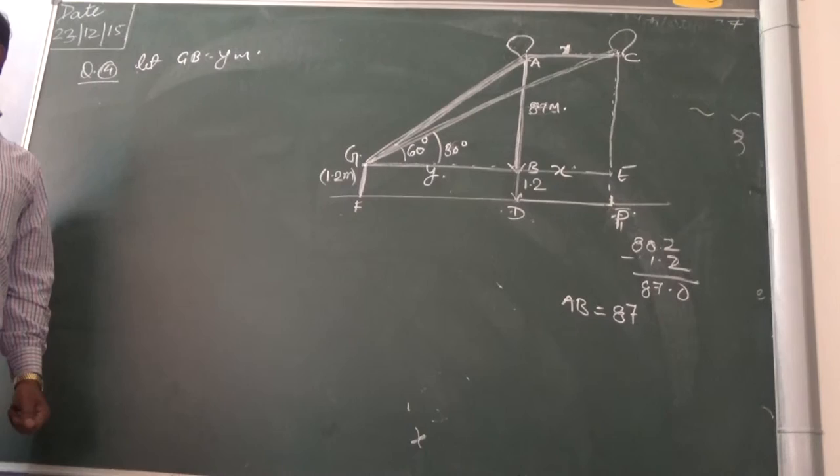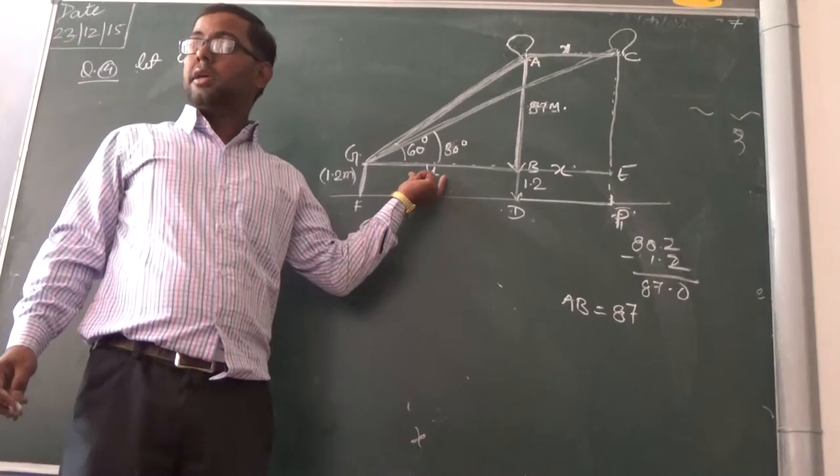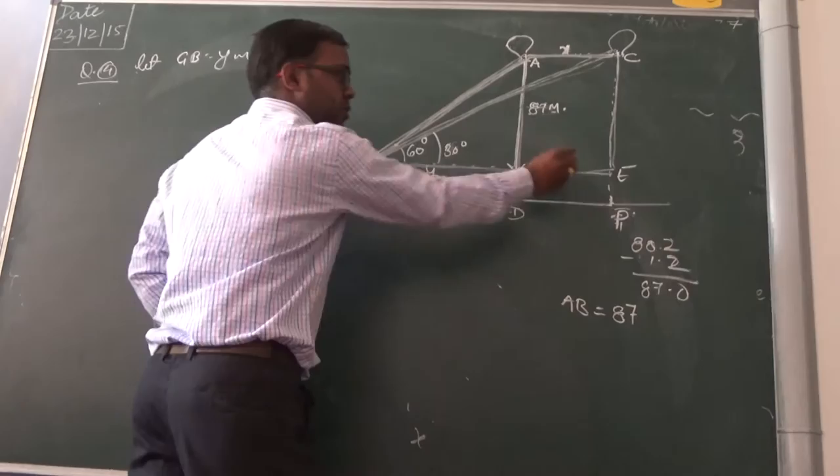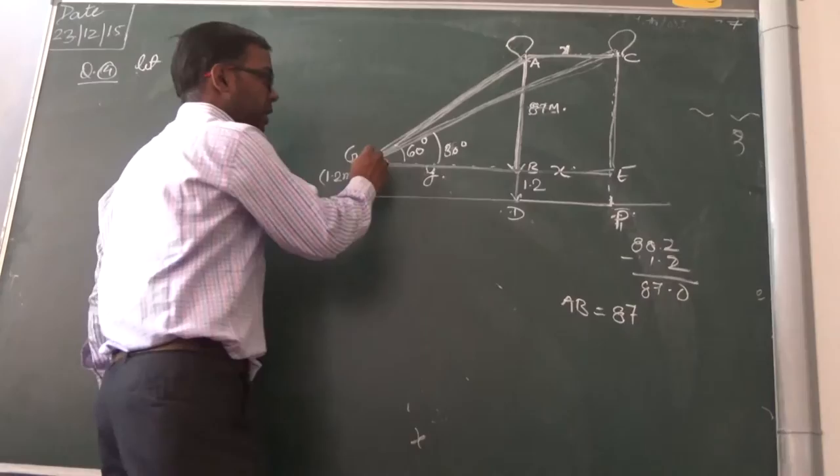Directly calculating the bigger triangle is not good, because in the bigger triangle you need this variable also. There will be two variables, x as well as y. X plus y will come, but in the small triangle only one variable will come. Only this one, y.